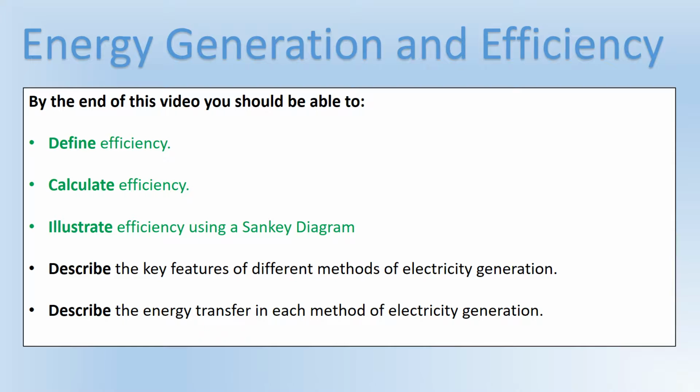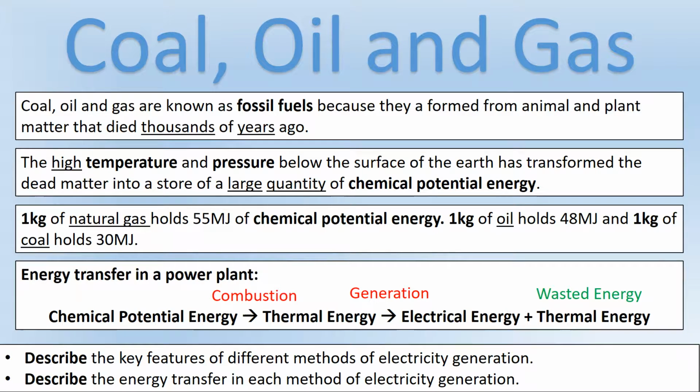What we're going to do now is take a look at a few methods we can use to generate electricity. And with each of them, we're going to look at some of the key facts about it and also describe the energy transfer occurring in each method. So the most common method that we use at the moment is using coal, oil, gas, which are collectively known as fossil fuels. And they're called that because the fuels themselves are formed from animal and plant matter that died thousands of years ago. So it's literally made from fossils.